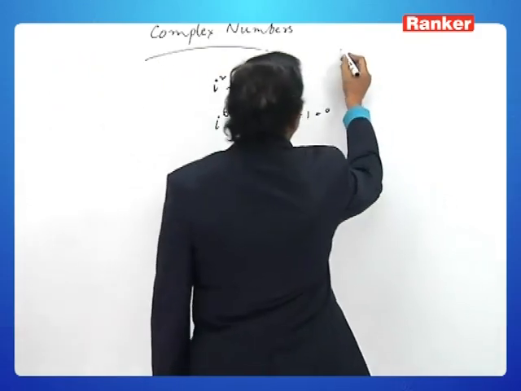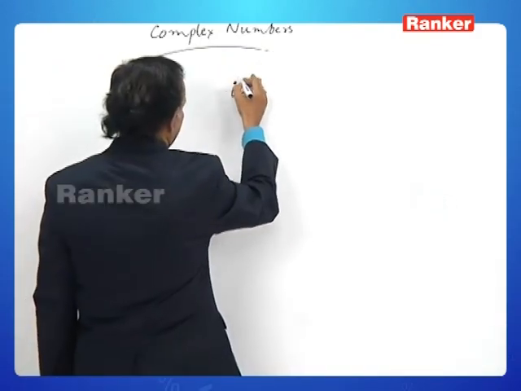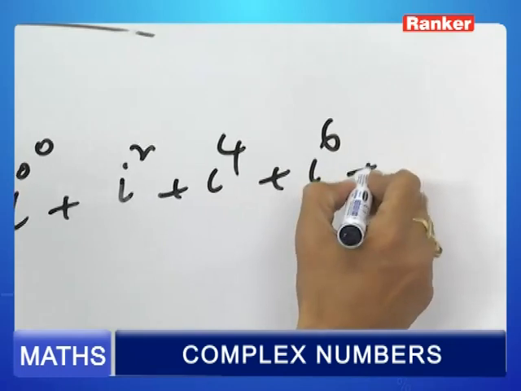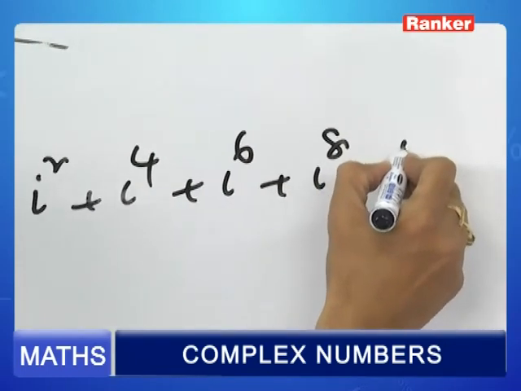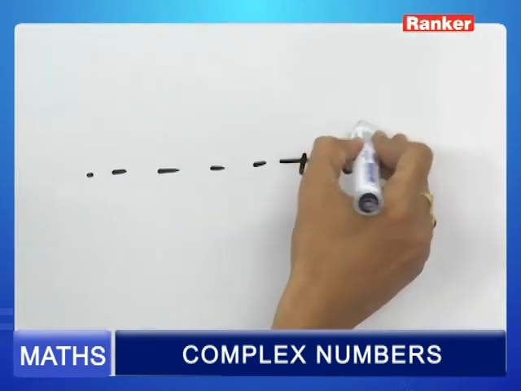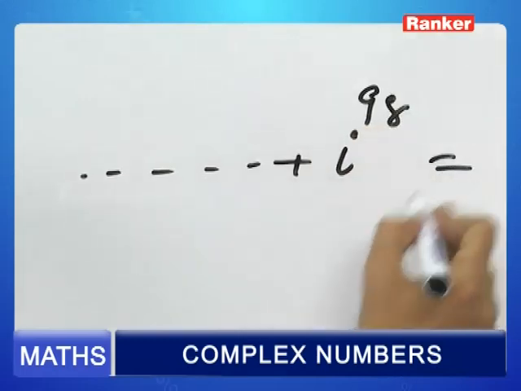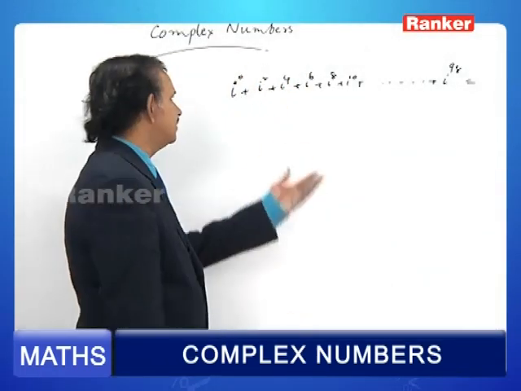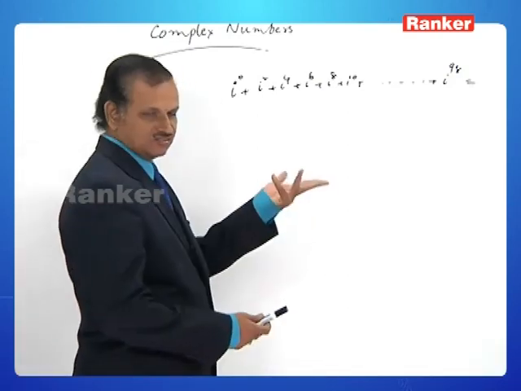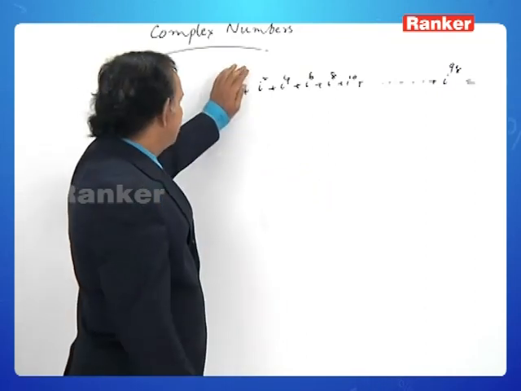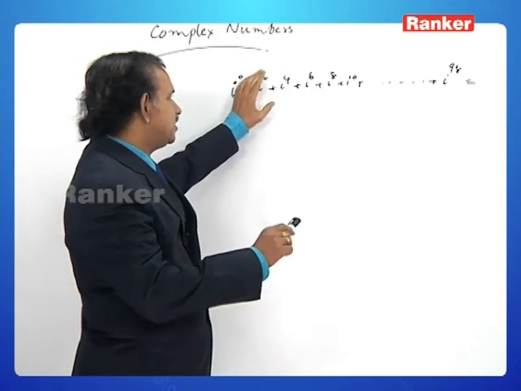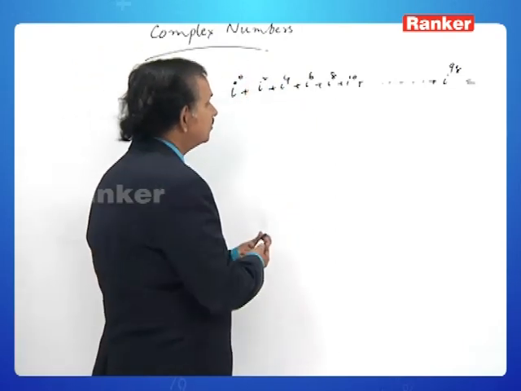Now you try to estimate: i power 0 plus i power 2 plus i power 4 plus i power 6 plus i power 8 plus i power 10 and so on, up to i to the power of 98. What can it be? How many terms are here? How can you estimate? You take i power 0, i square, i power 4, i power 6, i power 8, i power 10 and so on, up to i power 98. How many terms are here?